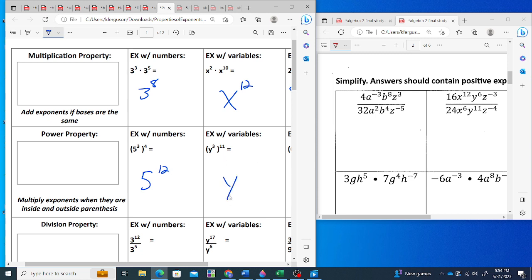Right here it works with variables too. Y to the third power taken to the 11th power. That's y to the 33rd power.